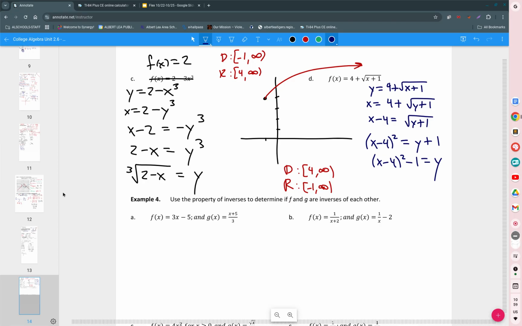Everybody agree? So I'm going to go ahead and move to the right 4, go down 1, and check out this graph. That ain't it. Anybody see something wrong here? It's not the same.